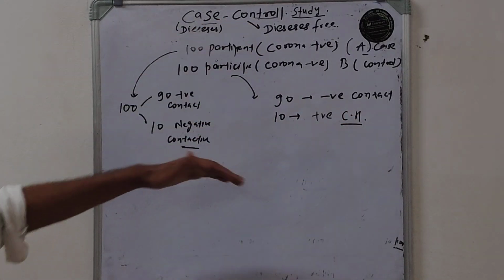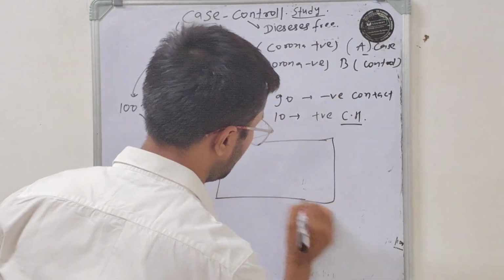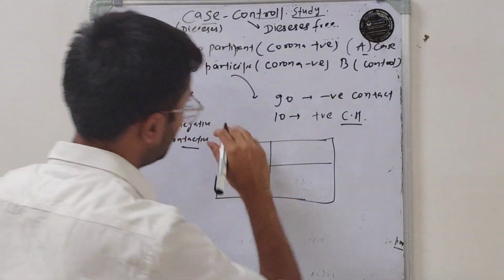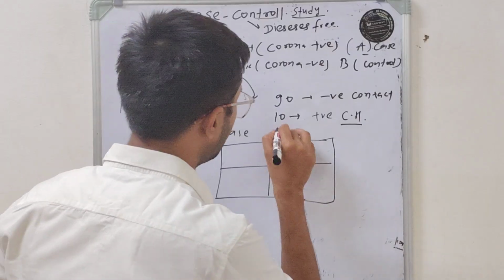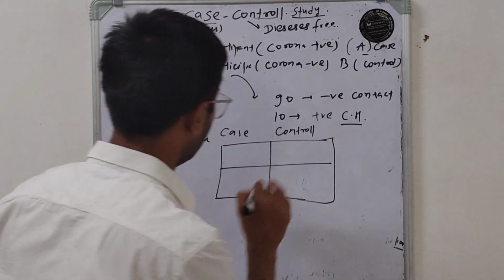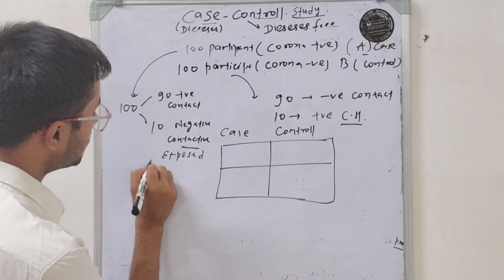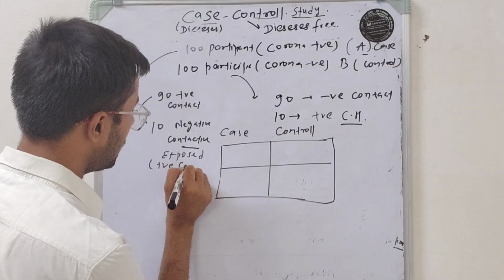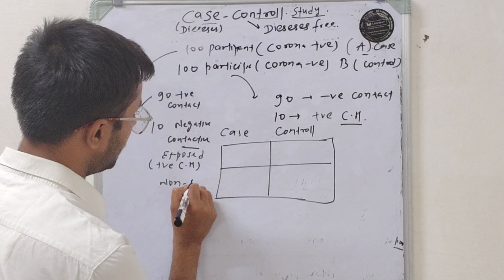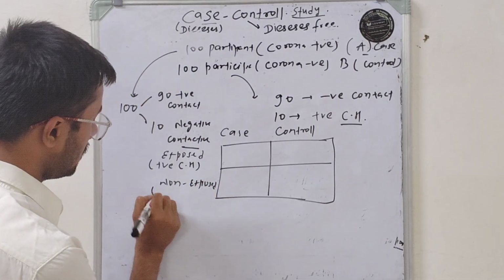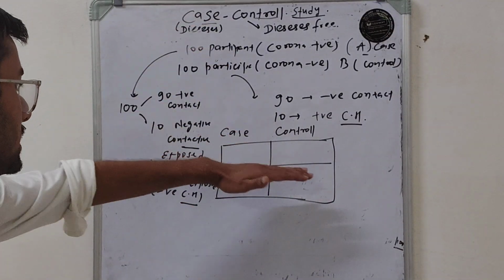On the basis of this data, first we formulate our table of case and control. At the top of the table we write case on one side and control on the other side. Vertically, on one side we write expose, which means positive contact history. At the bottom we write non-expose, which means negative contact history.